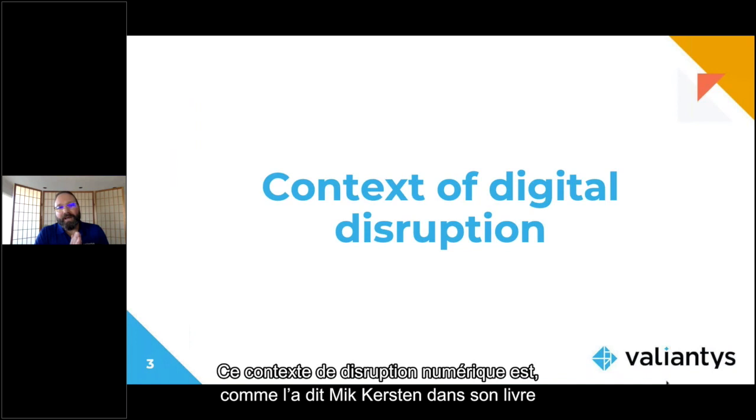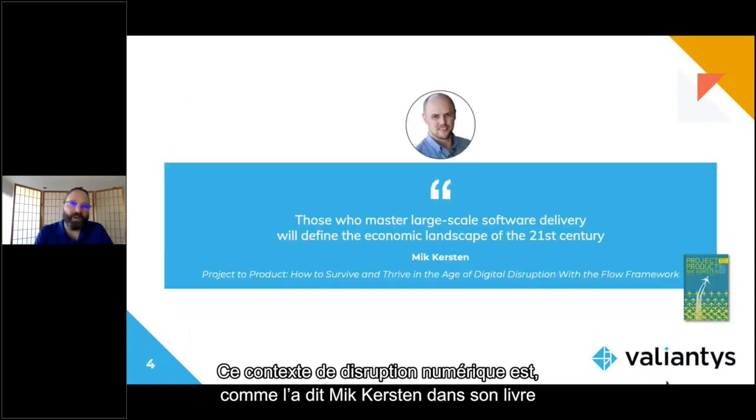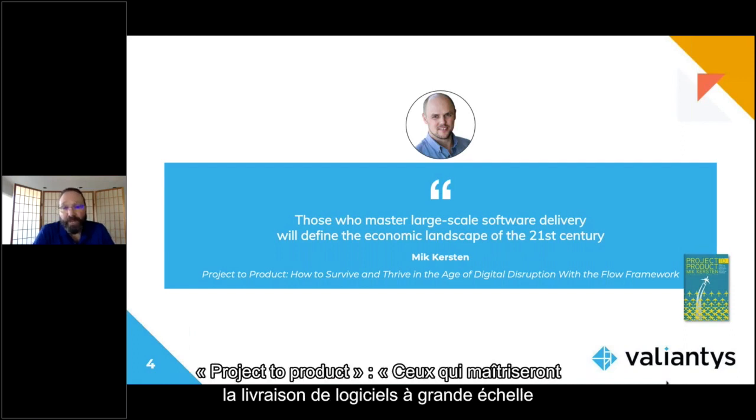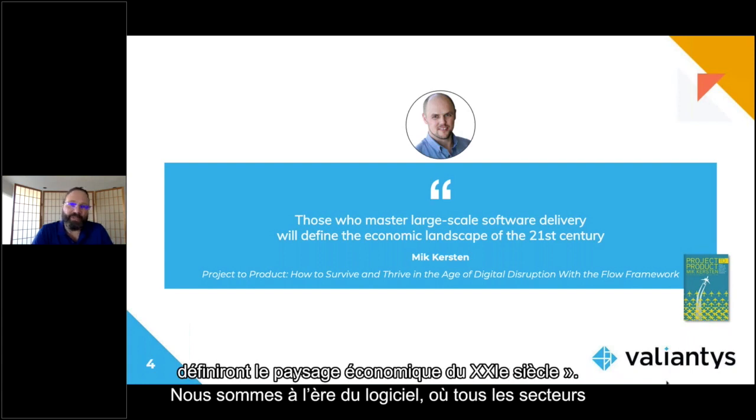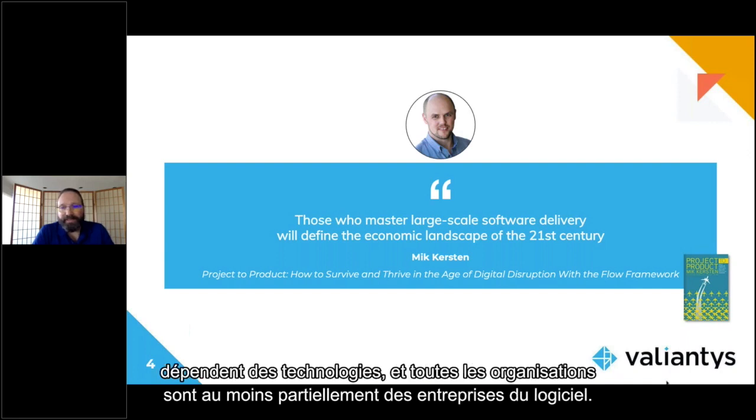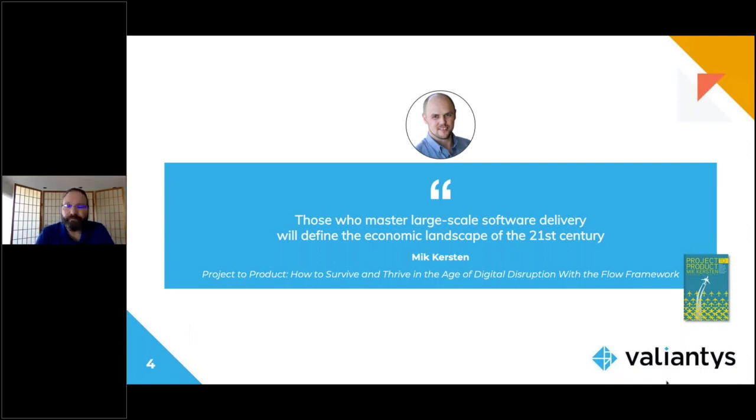So our context of digital disruption is that, as Mik Kersten put it in his great book, From Project to Product, those who master large-scale software delivery will define the economic landscape of the 21st century. We're basically in the software age in which every industry is dependent on technology, and every organization is at least in part a software company.